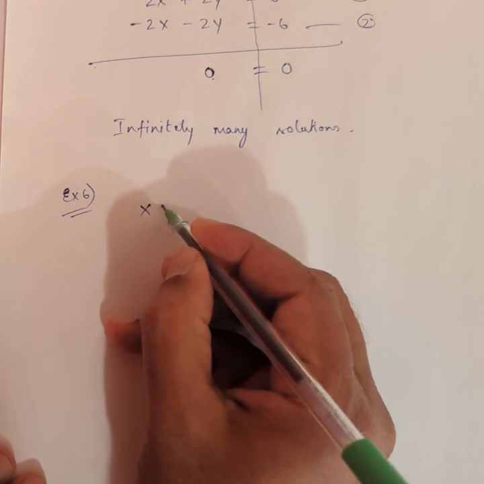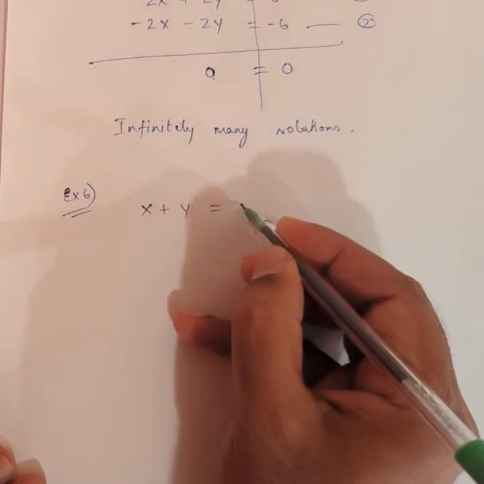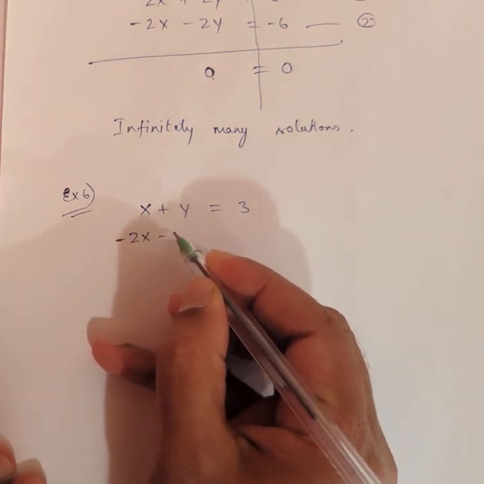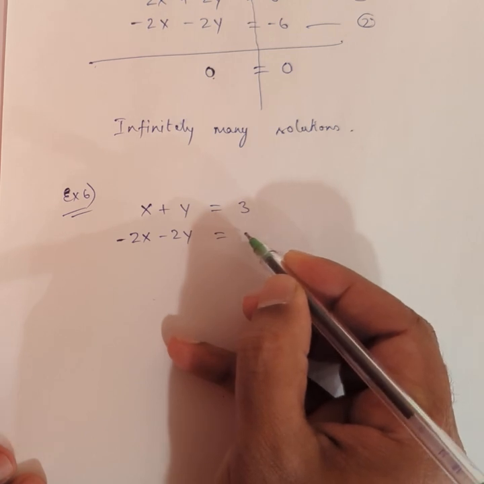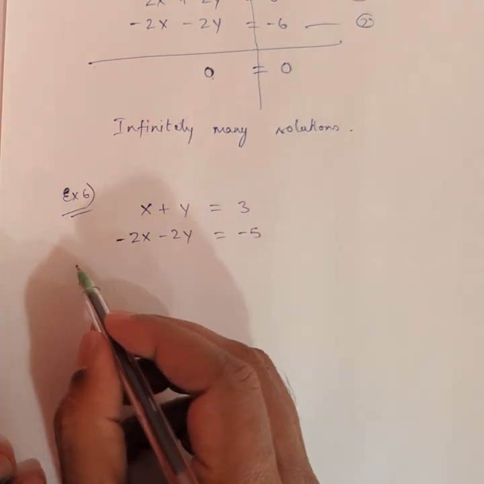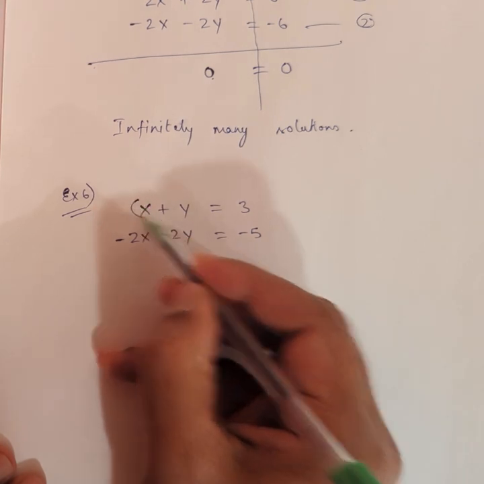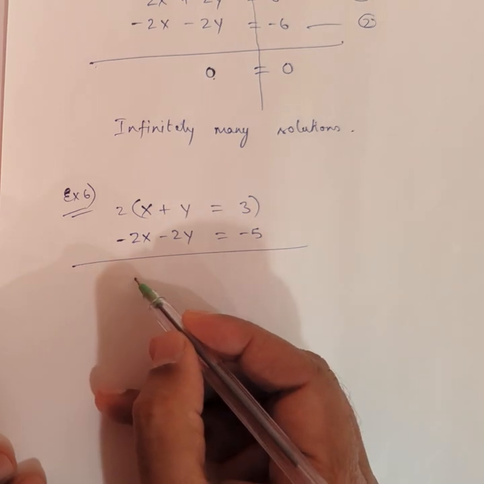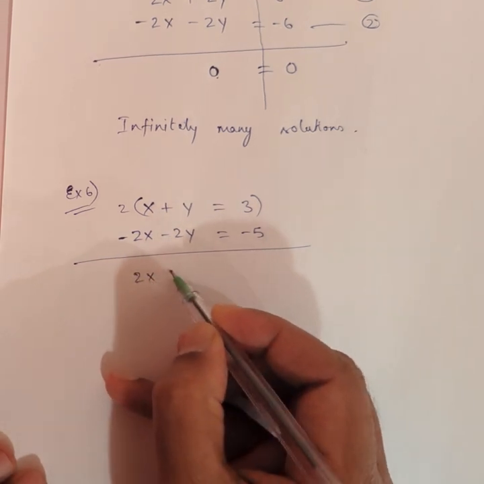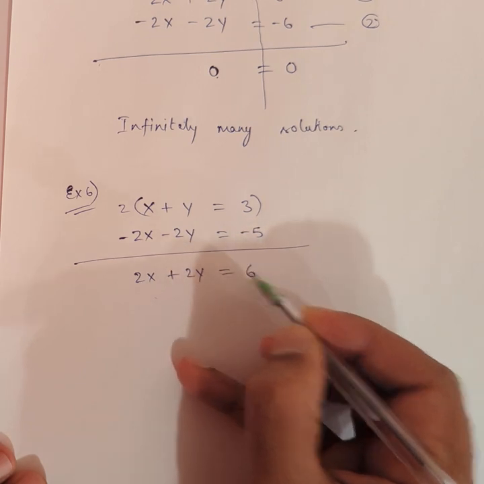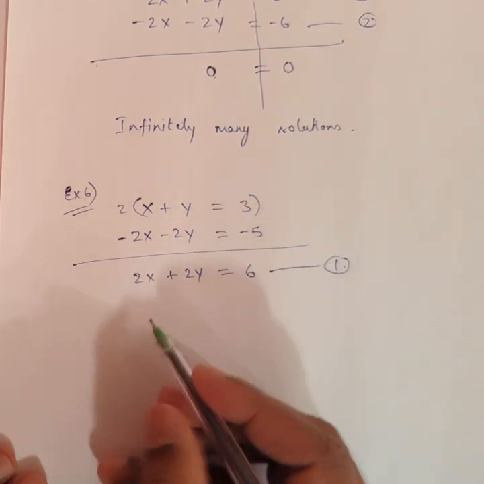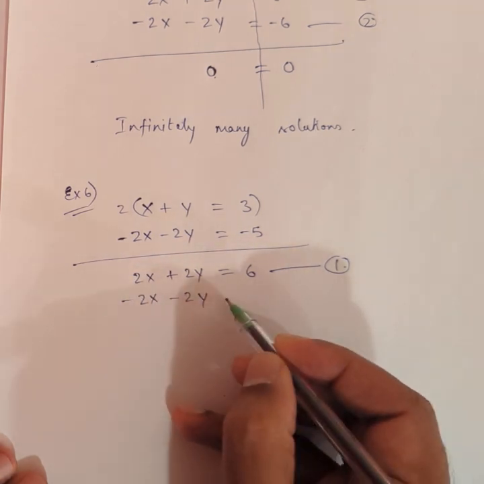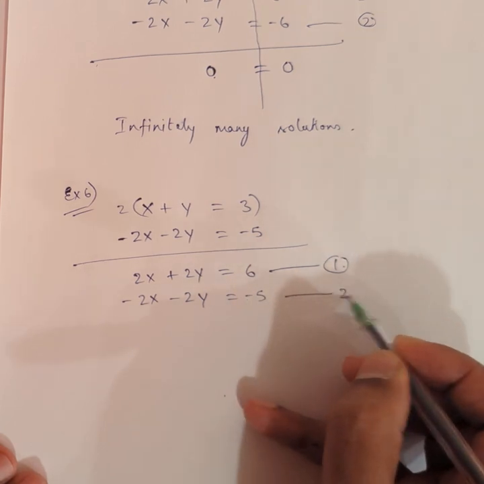And again, let's keep the first equation, x plus y equal to 3. And now, let me say the second equation is negative 2x minus 2y equal to negative 5. How about that? So this time, like in the previous problem, I'll multiply the first equation by 2. So first equation becomes 2x plus 2y equal to 6. So this is equation 1. And equation 2, I'm not going to change that. It's negative 2x minus 2y equal to negative 5.